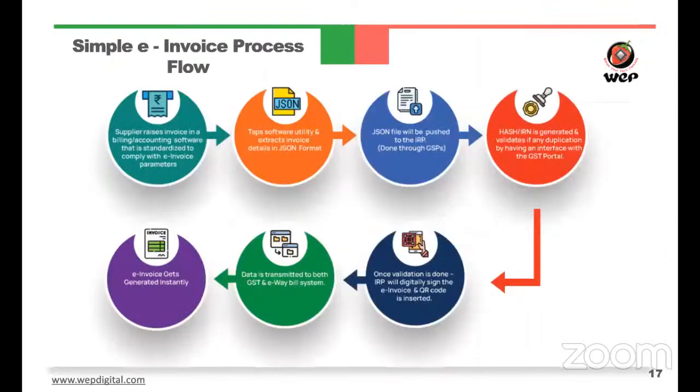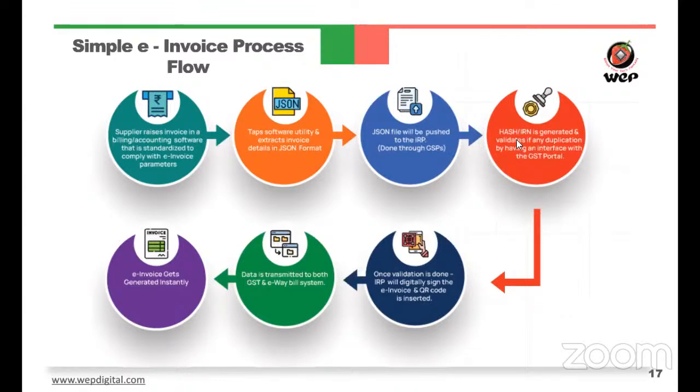Now moving on to the next slide. This is the e-invoice process flow. First, you go to the upload section, then to the IRN section, and your data is directly pushed as JSON to the IRP portal, where the IRN number is generated.